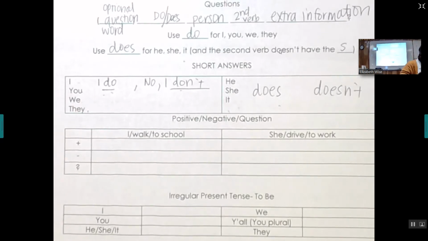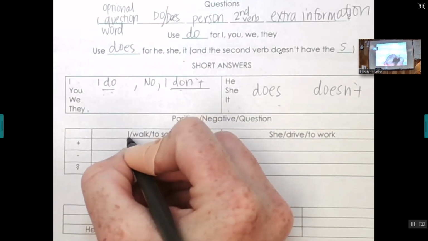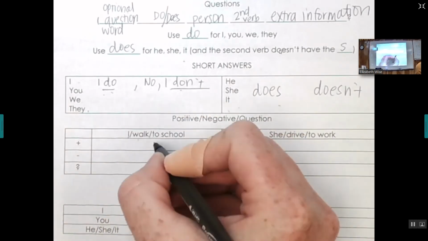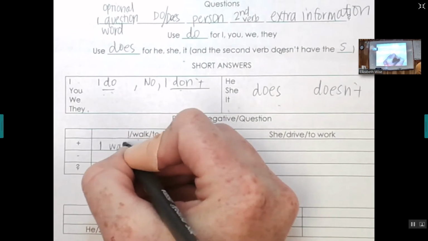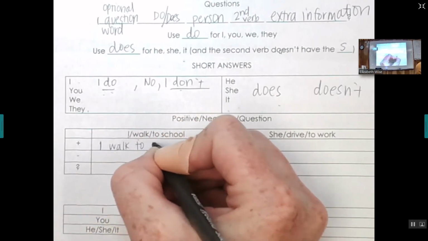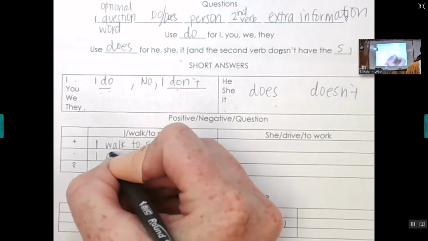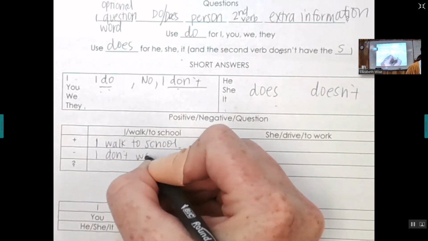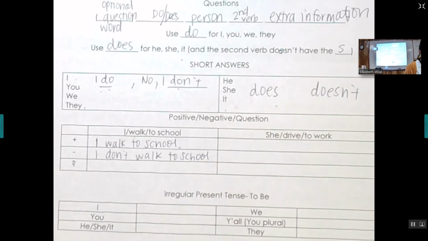Okay, so let's do positive, negative, and questions. So here's the person, I. The verb is walk. And then the extra information is to school. So the positive would be, I walk, no S, because it's I, to school. Then you do the negative and the question. I don't walk to school. Good.